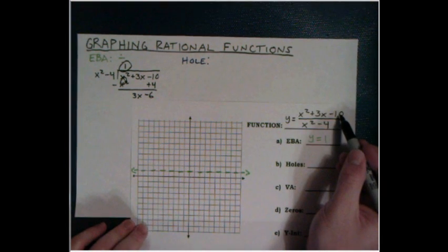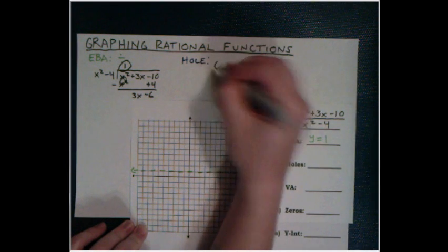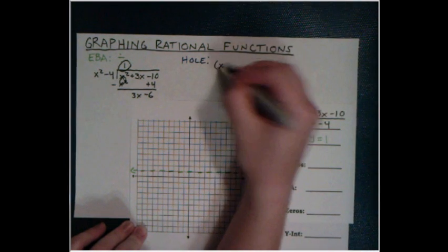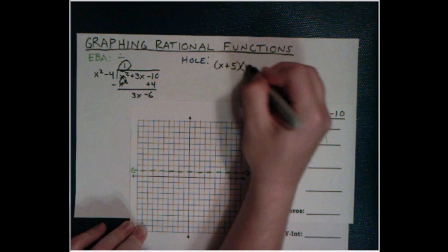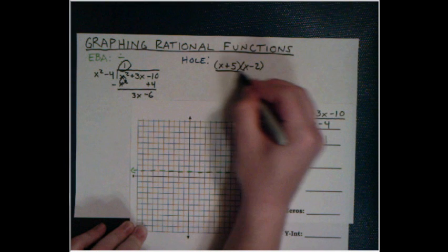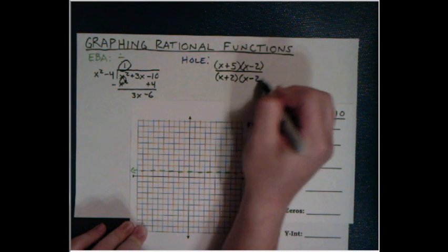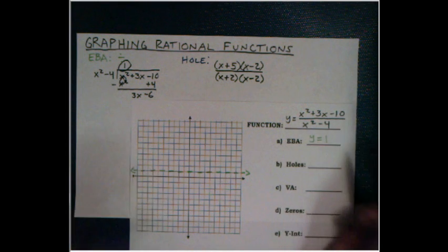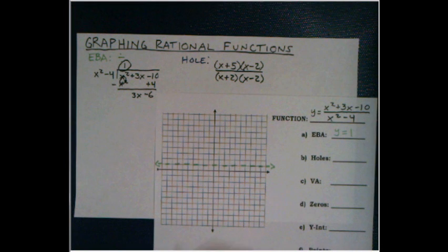So what two numbers multiply to negative 10 and add up to 3? However you like to do the diamond, you're going to get that this factors into x plus 5, x minus 2. I check, yes. All over x plus 2, x minus 2, with that denominator factoring based on the denominator being a difference of squares. So right here, we've got everything set up.